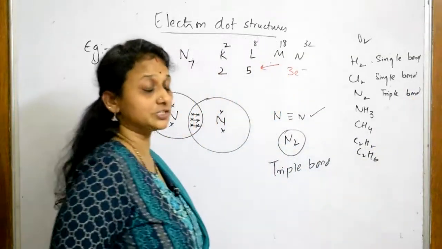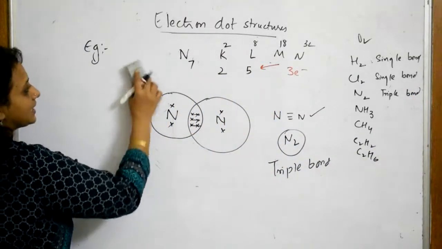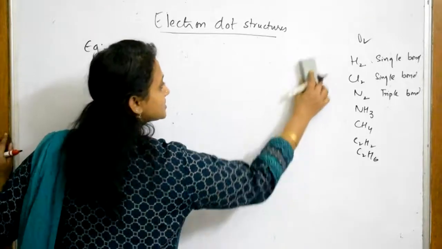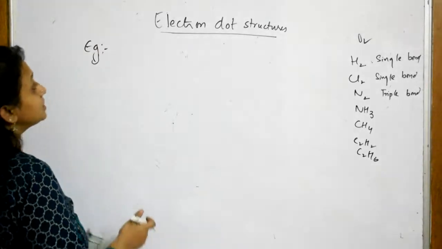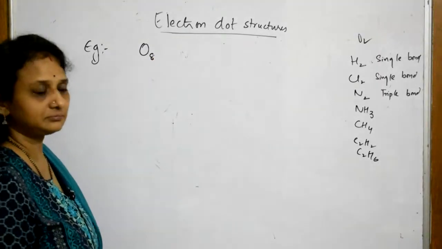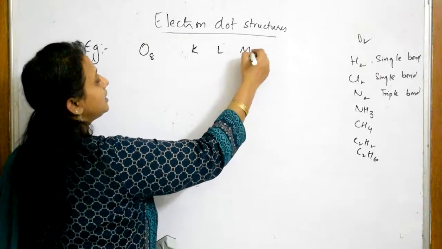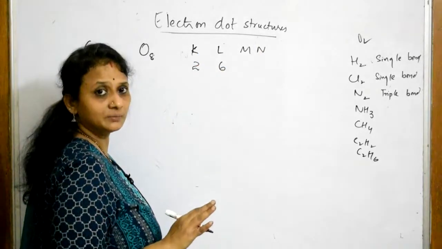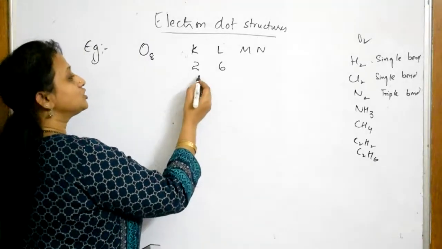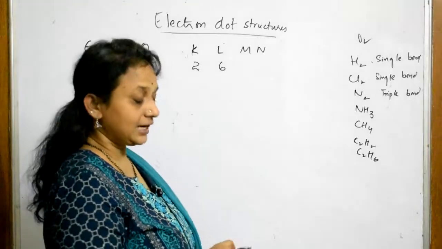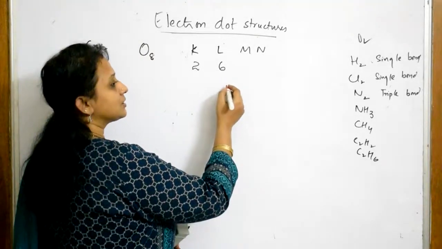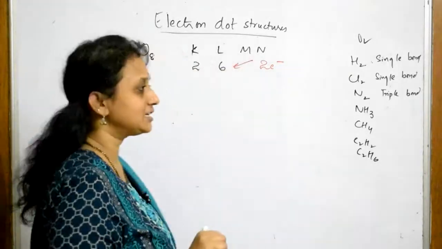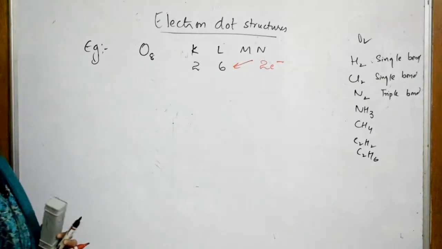Now let us see oxygen. Let us take this example out and write for oxygen. So oxygen, as I said, atomic number, same story. I need to remember the atomic number. So oxygen is 8. How do you divide? K, L, M, N: 2 and 6. Over? Yes. Now, how many electrons does it require? It requires 2 electrons to become stable because total should be 8, isn't it? So 8 is the thing.